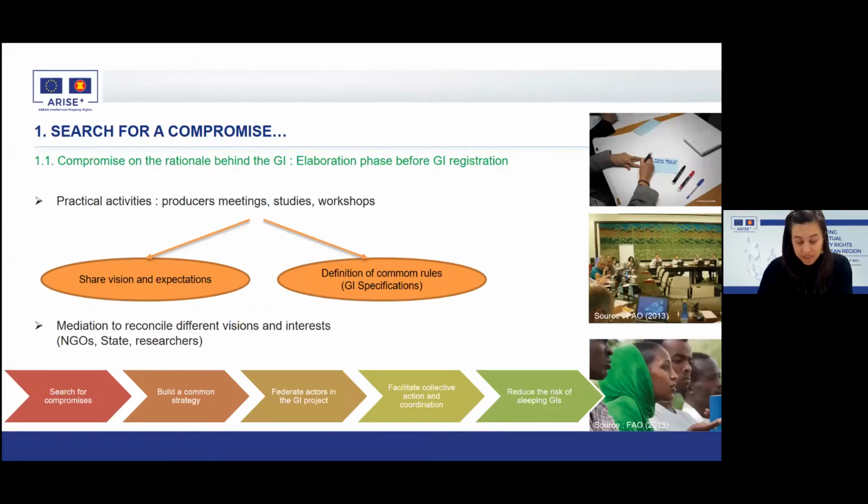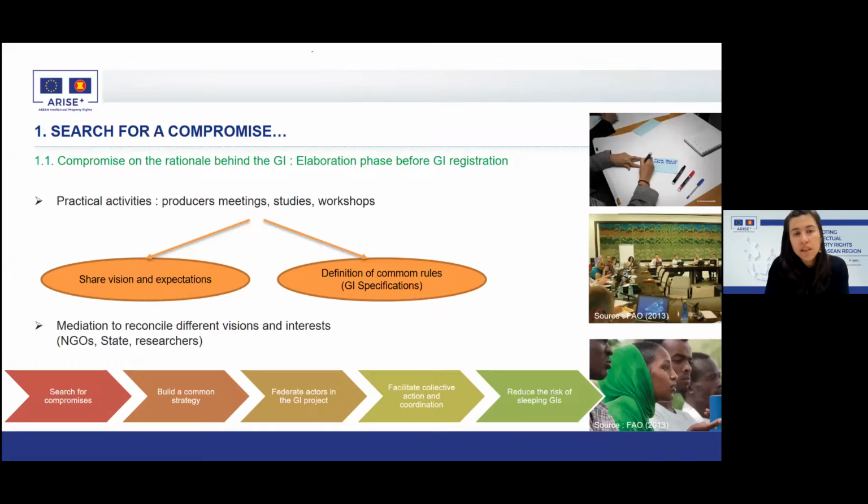So in practice, it means a lot of producers and local actors meeting, studies, workshops, and so on. It can be 4 or 5 years or more. I'm sure you experienced that already. It's a very long process. In France, on average, it's 10 years from the very, very beginning until the official registration of the GI. So it's a very long story.